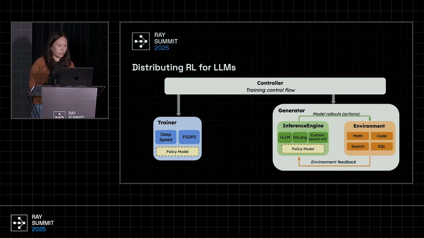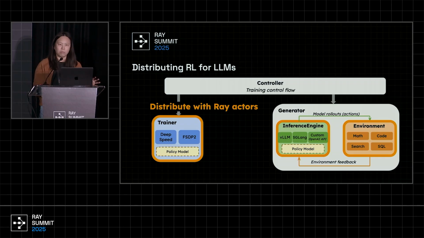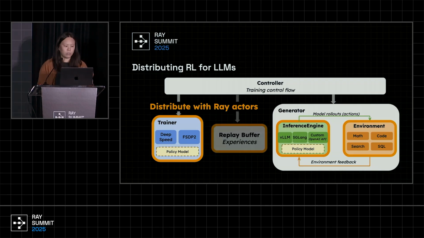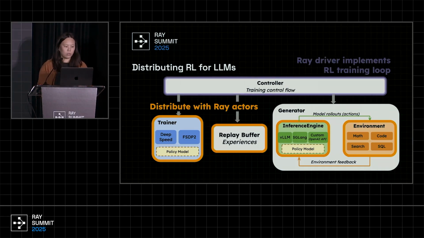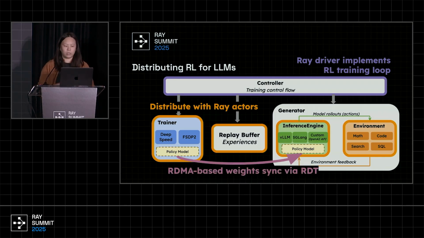So the idea here is that we have this data flow picture, and we can take each of these different components and now distribute them using one or more Ray actors. We can also include things like a replay buffer, which is used in some RL algorithms to be able to learn on past experiences. So you could, for instance, launch one or more replay buffers, each using a Ray actor. And then you can define the high-level RL algorithm using the Ray driver program. And now finally, the last piece is that we can now use RDT to execute the weight synchronization between the training and inference engines using RDMA.